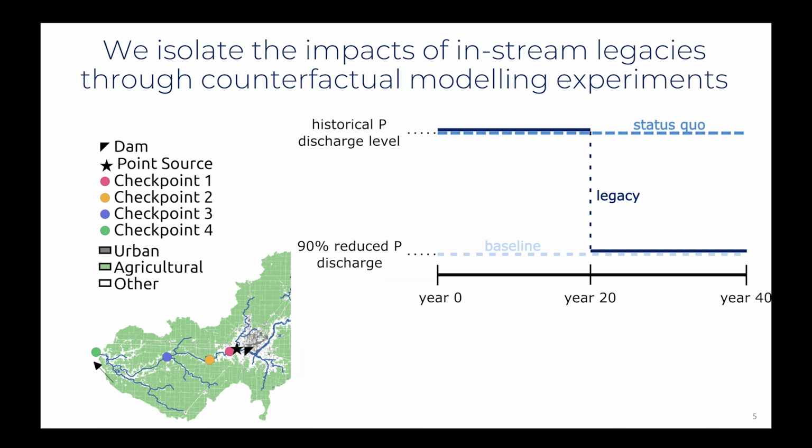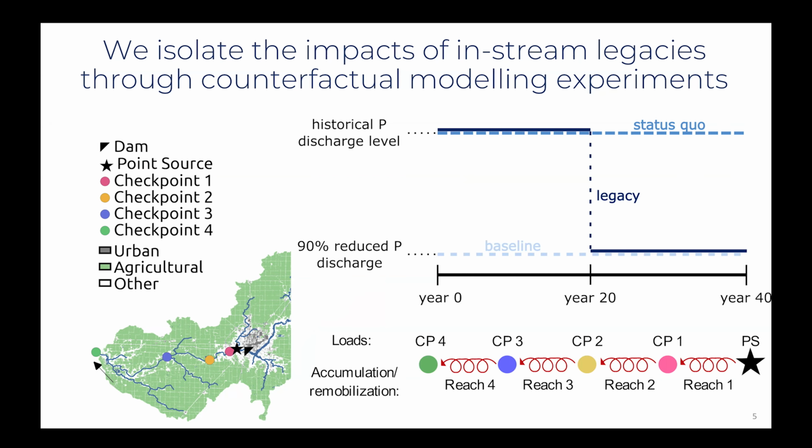And then finally, in the legacy scenario, the point source discharges the full amount during the historical period, but then switches to only 10% during the future period. So beginning on the first day of the future period, the only difference between the legacy and the baseline scenarios is the amount of legacy phosphorus that is built up within the river during the historical period. And we can attribute any load differences during the future period to this in-stream legacy phosphorus.